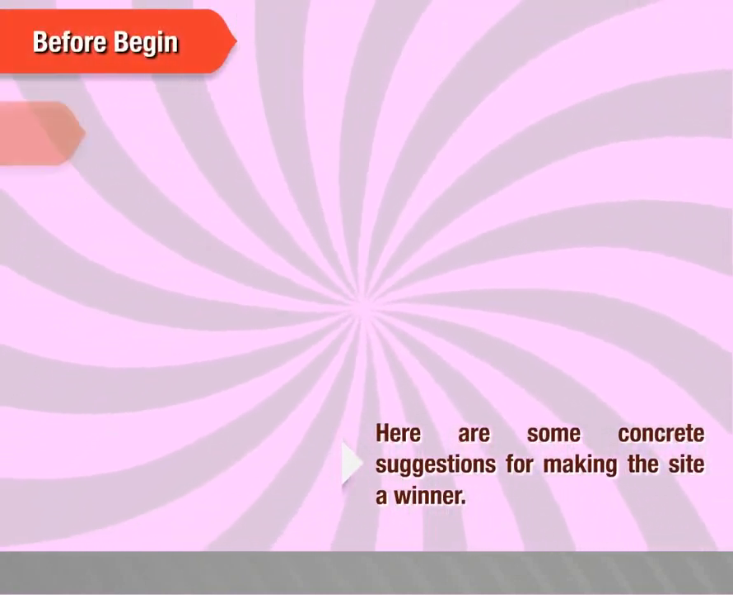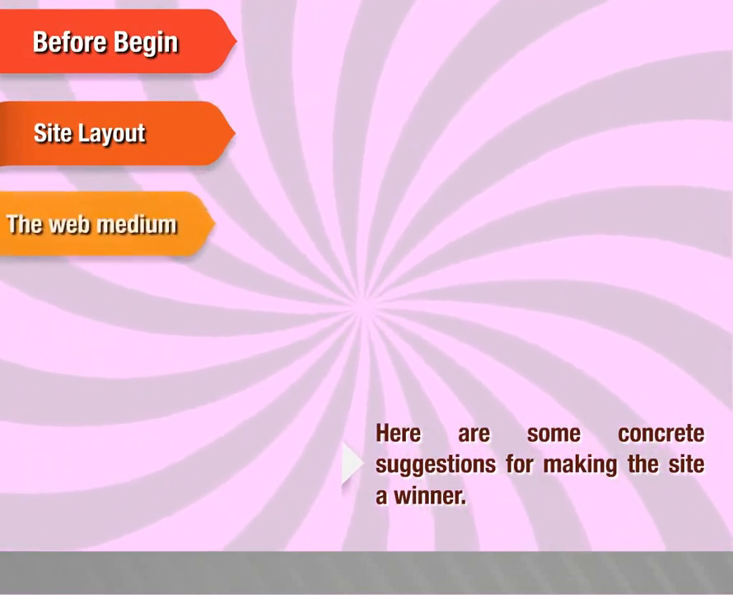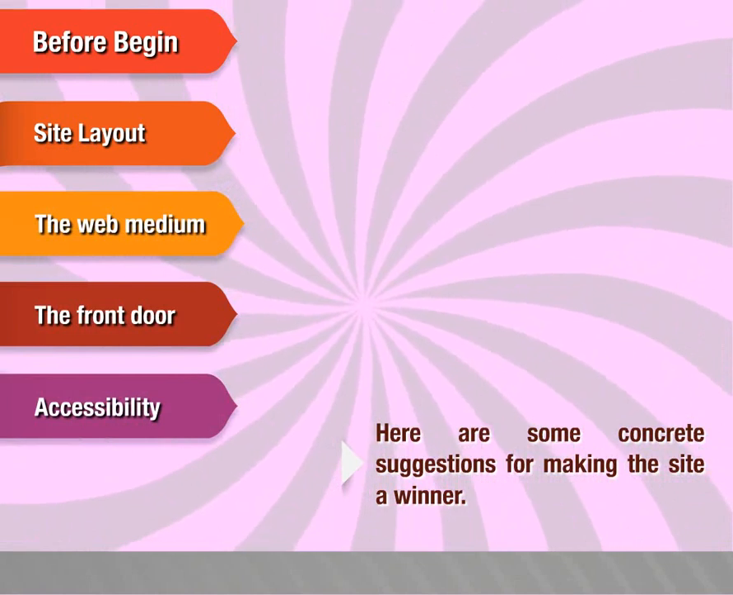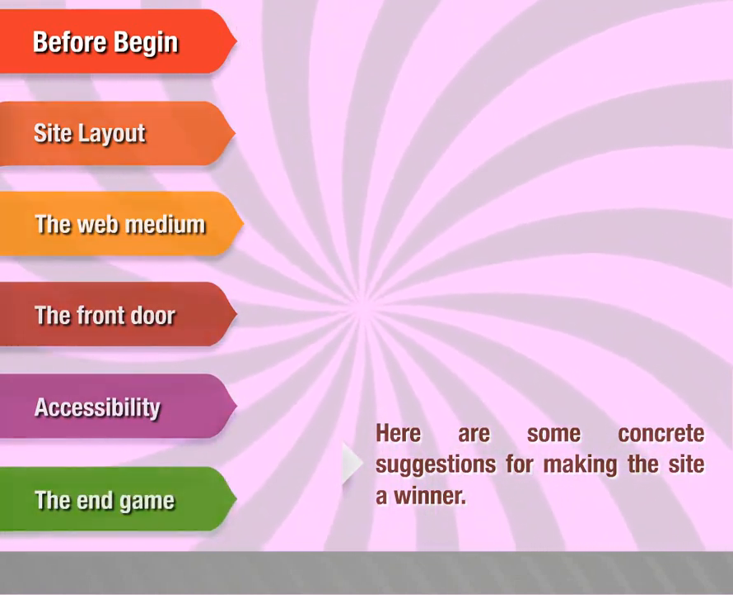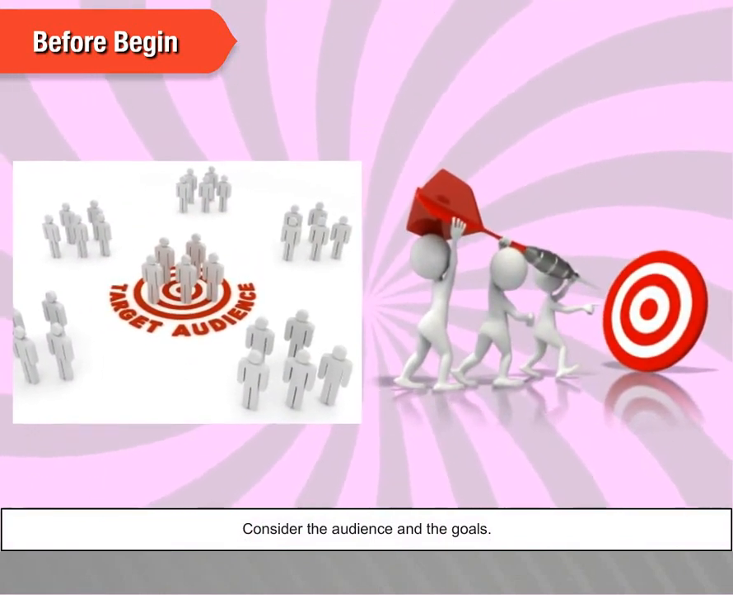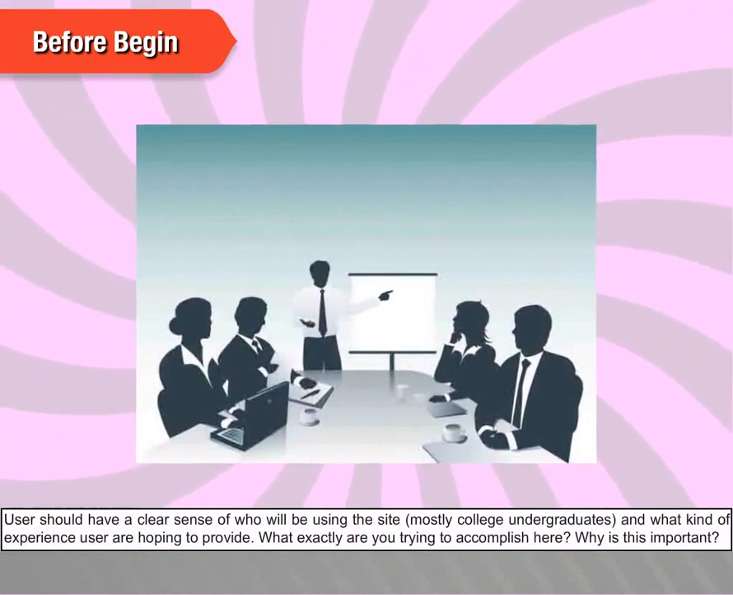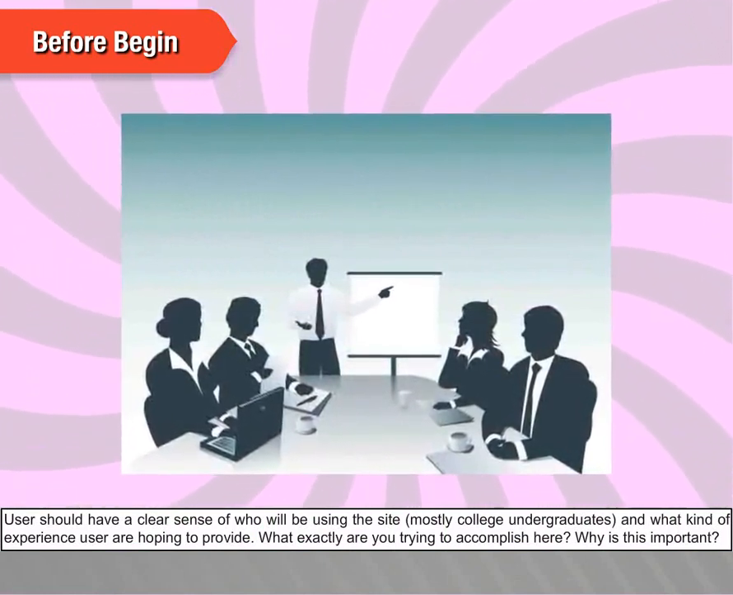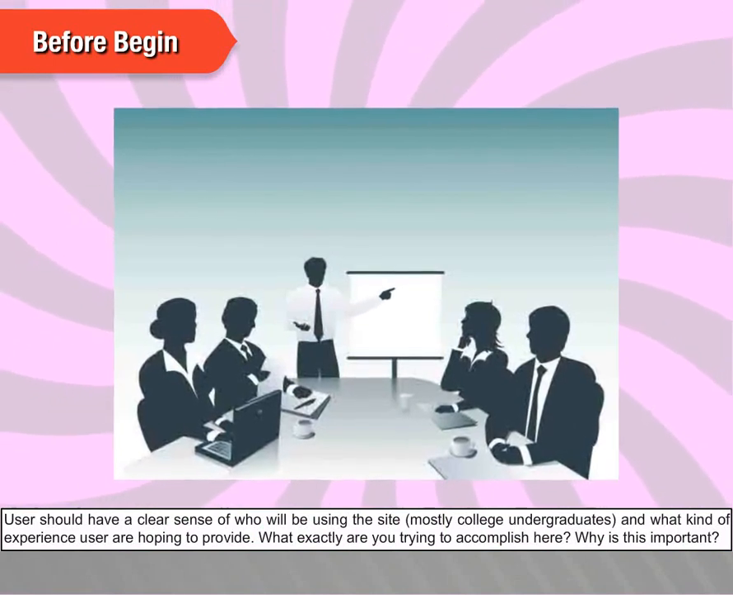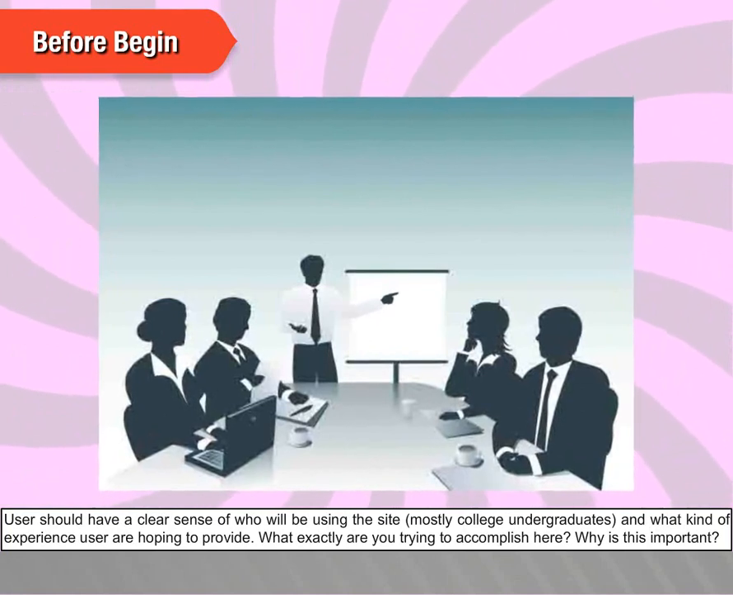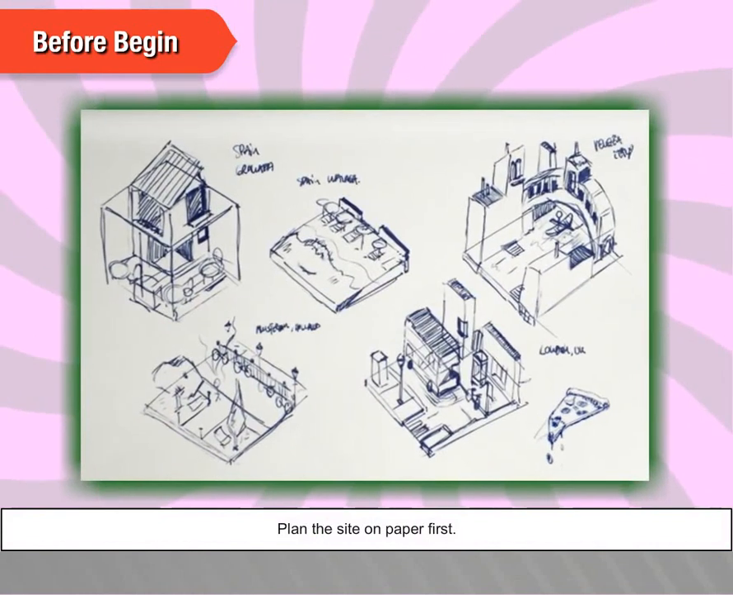Before you begin, site layout, the web medium, the front door, accessibility, the end game. Before you begin, consider the audience and the goals. Users should have a clear sense of who will be using the site, mostly college undergraduates, and what kind of experience users are hoping to provide. What exactly are you trying to accomplish here? Why is this important? Plan the site on paper first.